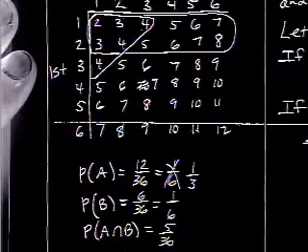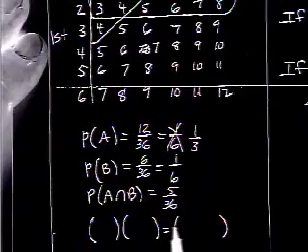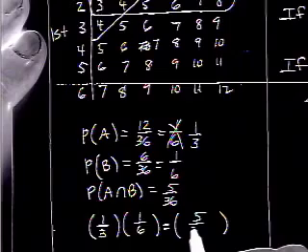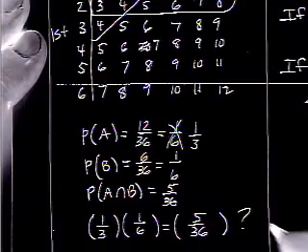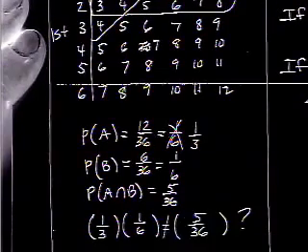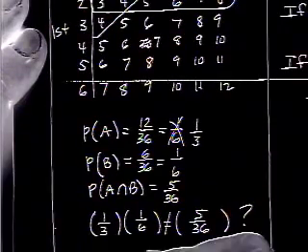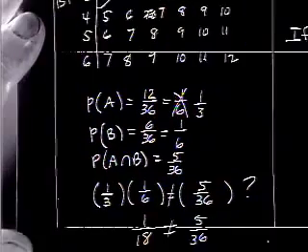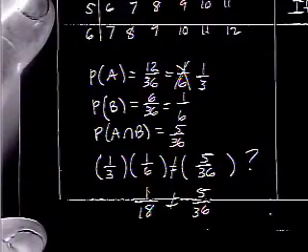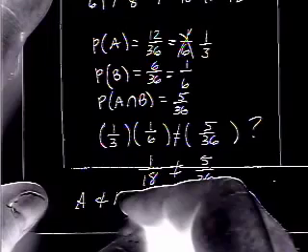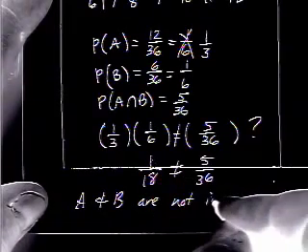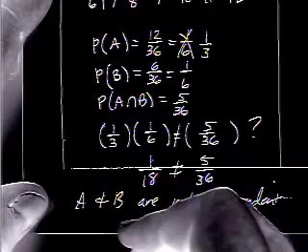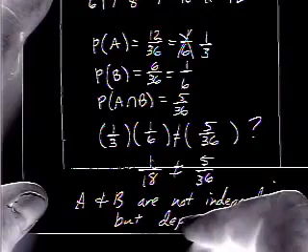So the big question we want to ask ourselves is, is 1/3 times 1/6 equal to 5 over 36? That's the big question. Clearly the answer is no. 1 over 18 does not equal 5 over 36. So these events, A and B, are not independent, but dependent.